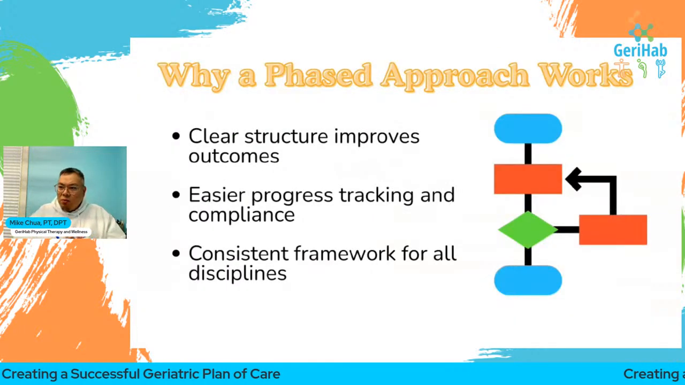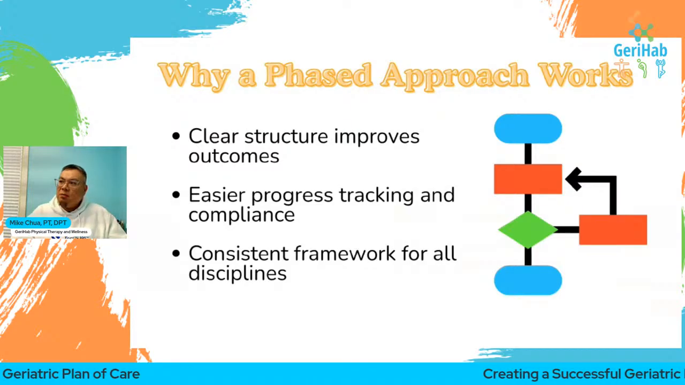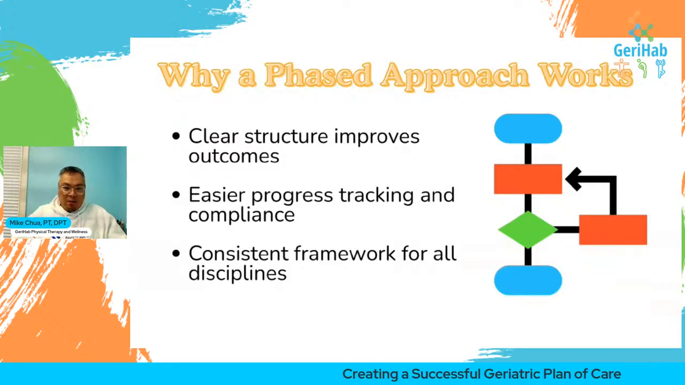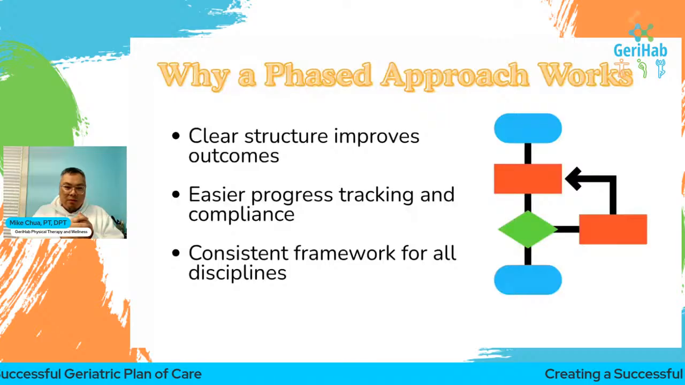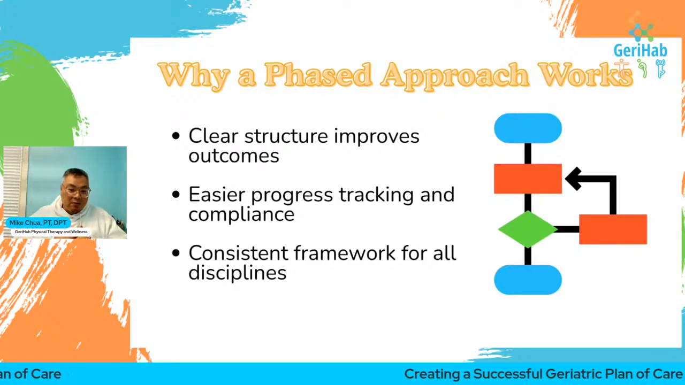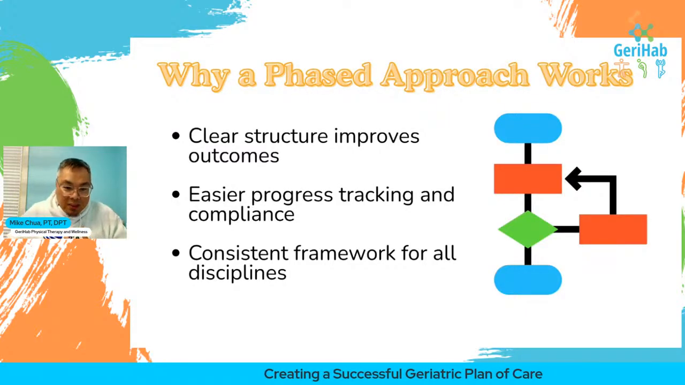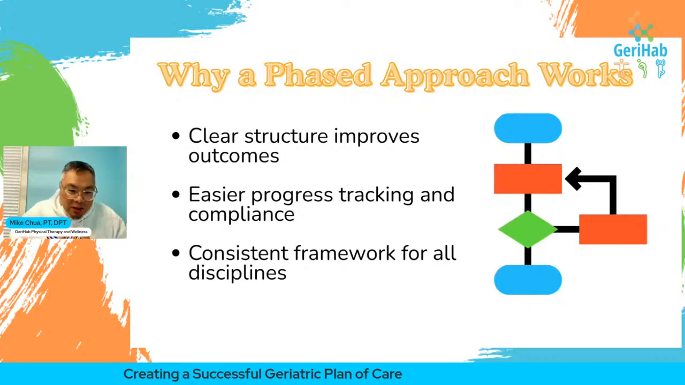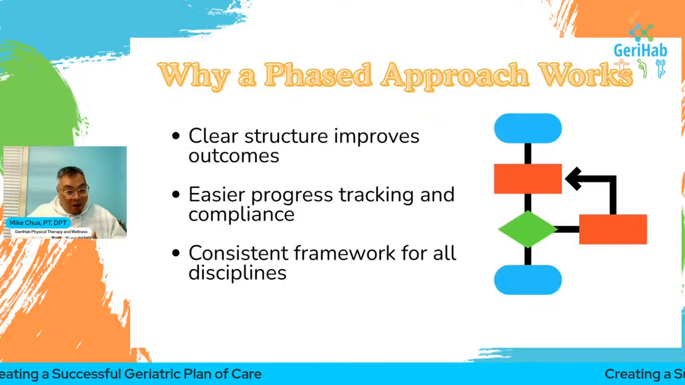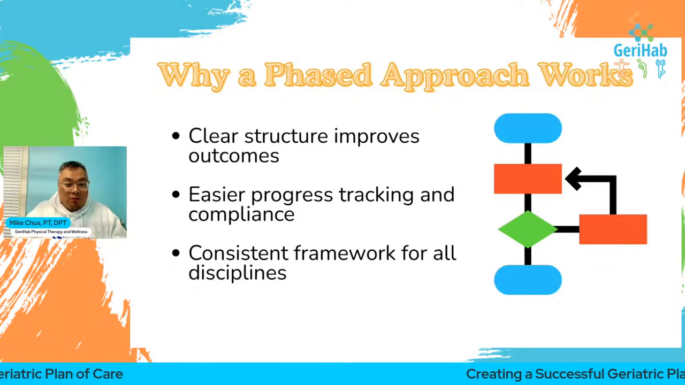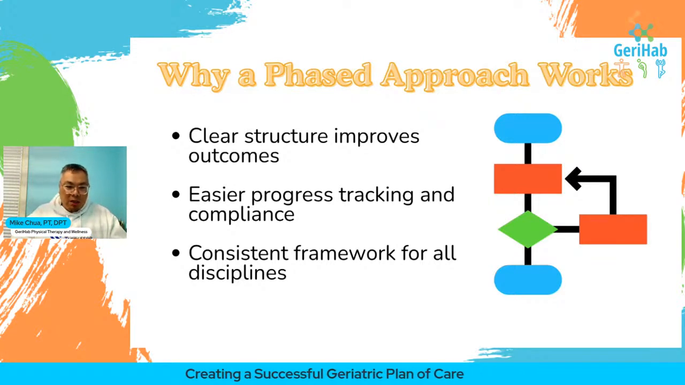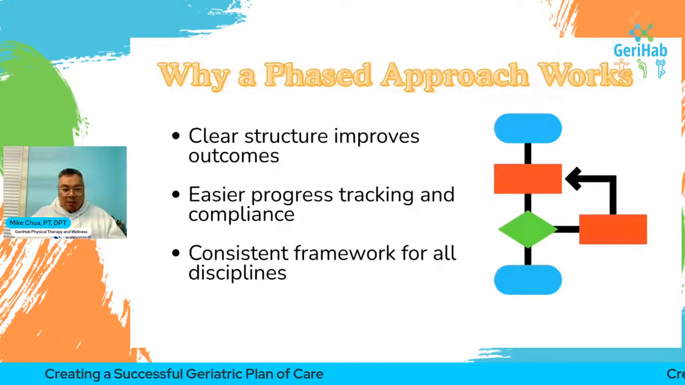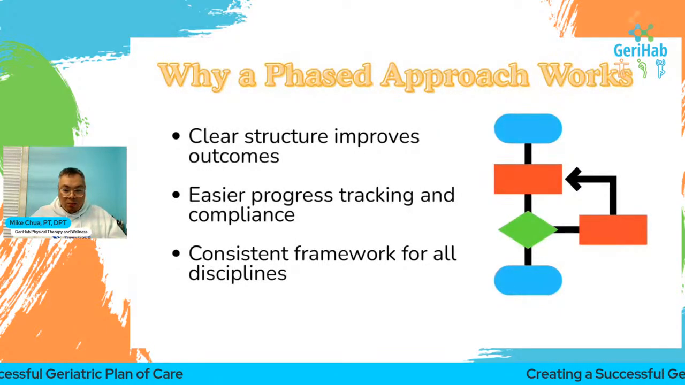So, why are we doing this? Why are we doing a phased approach? Because it works. All right. Why? Because we have to have clear structures to improve our outcome. Just like writing a goal for our life, if you don't write it down, it's not going to happen. And same thing with our patient. If we ourselves don't have any goals for ourselves, it's going to be hard for us to teach patient, hey, this is your goal for your life. And number two, it's easier to track the progress. And of course, it's very important, the compliance part of it. And it's very important that we are compliant with what Medicare standard is.